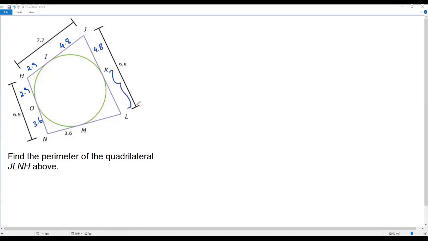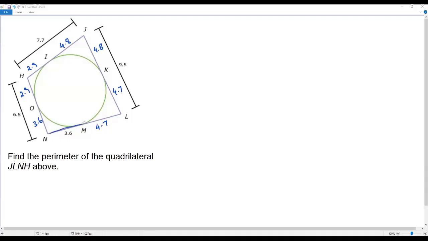What must be the length of the tangent LK? Because the total length of JL is 9.5, to get the length of LK, I have to subtract 4.8 from 9.5. When I subtract 4.8 from 9.5, I am getting 4.7. L is the external point. We have drawn two tangents to the circle, LK and LM, from the same external point L. So these two tangents must have the same length. Since we have 4.7 as the length for LK, the same length we have for the other tangent LM. So the length of LM is 4.7.